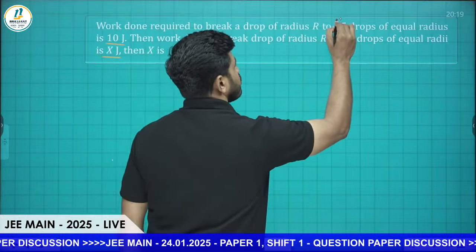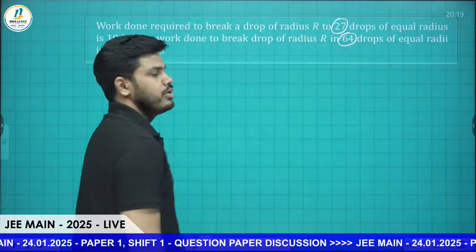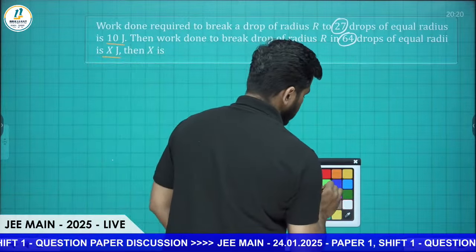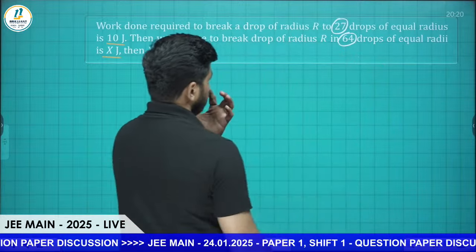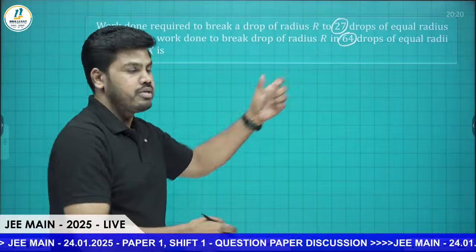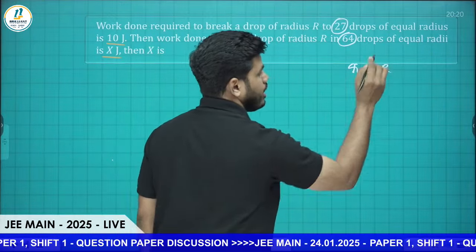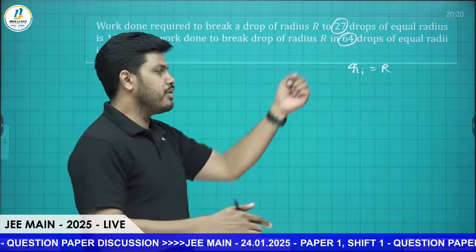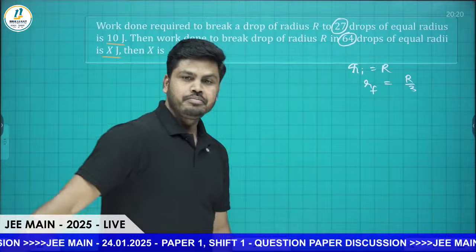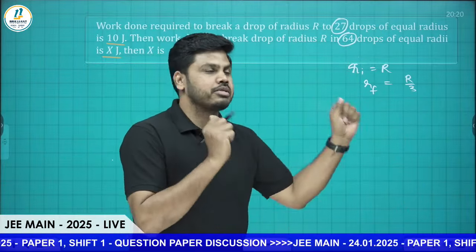Always the number of drops will be a perfect cube, so that we can easily find the radius of the broken ones. See what happens when we break. If it is 27, we know the final radius. When you break it into 27 drops, if the initial radius Ri is equal to capital R, then the final radius is going to be R by 3, since the cube of 3 is 27. We equated the volume. I hope you remember the steps.